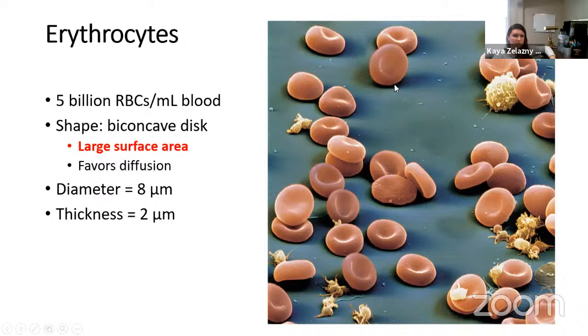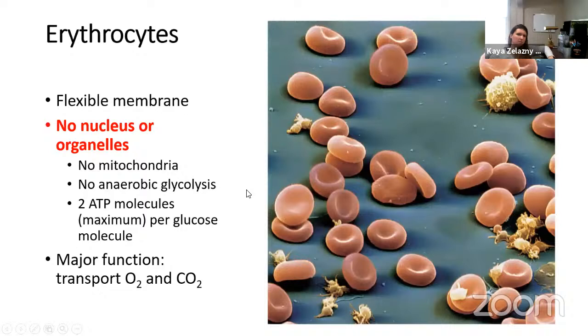They're specialized for diffusion. Oxygen isn't going to have to go very far anywhere in the erythrocyte in order to get to the hemoglobin, which we'll talk about, and it's not going to have to get very far to get out of the erythrocyte either. Okay. So they're pretty small, right? Their diameter is about 8 micrometers. Their thickness is about 2 micrometers. They are flexible, which allows them to squeeze through capillaries. One of the problems with sickle cell anemia is that the different shape actually creates some issues there. And that is an aside, but a neat thing.